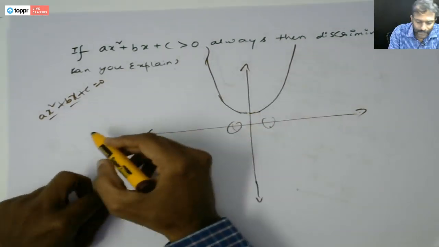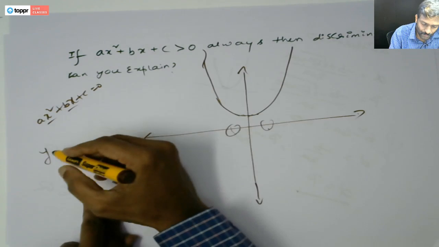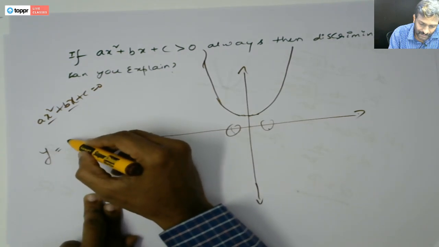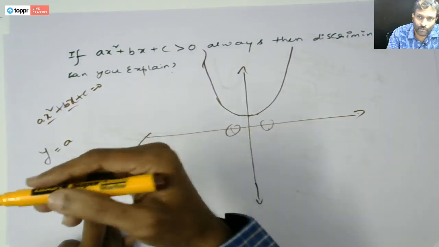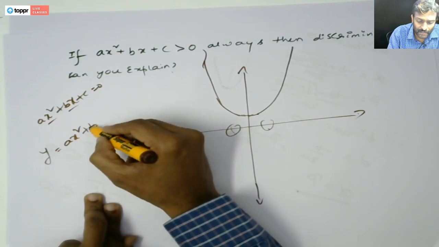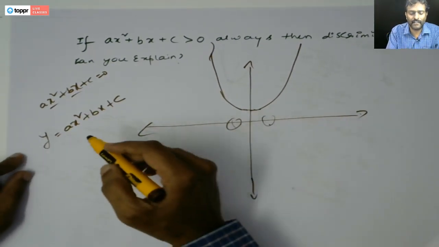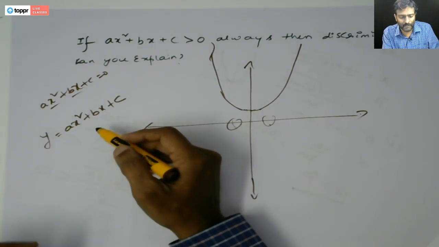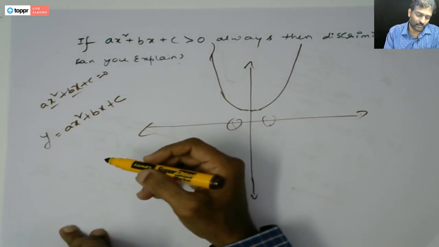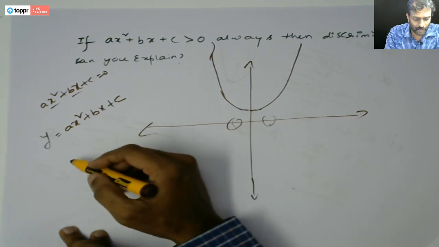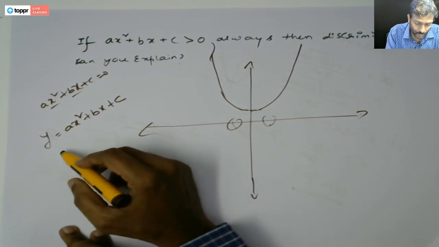I'll explain in a clearer way. If you take y as a quadratic function, ax square plus bx plus c. It's a good question though, but I did not really get the context. But if this helps you, I'm more than happy. Try to understand. If not, please post a comment and I'll explain it to you again in detail.